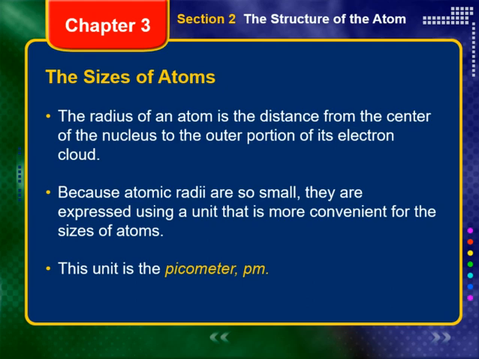To get an idea of how small a picometer is, consider that 1 centimeter is the same fractional part of 10 to the third kilometers, which is about 600 miles, as 100 picometers is to 1 centimeter. Atomic radii range from about 40 to 270 picometers. By contrast, the nuclei of atoms have much smaller radii, about 0.001 picometers. Nuclei also have incredibly high densities, about 2 times 10 to the 8th metric tons per cubic centimeter.